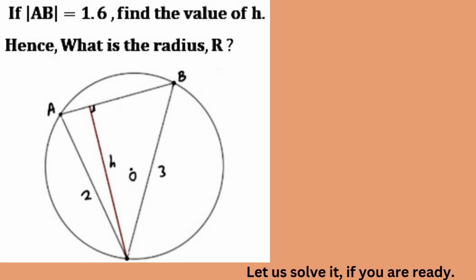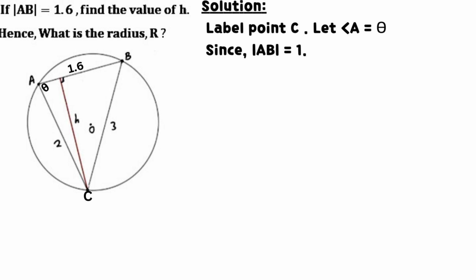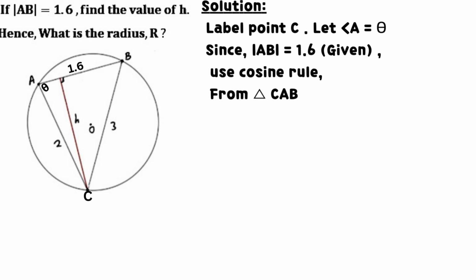Find the value of h. Hence, what is the radius of the circle? Label point C. Let angle A B be equals to theta.